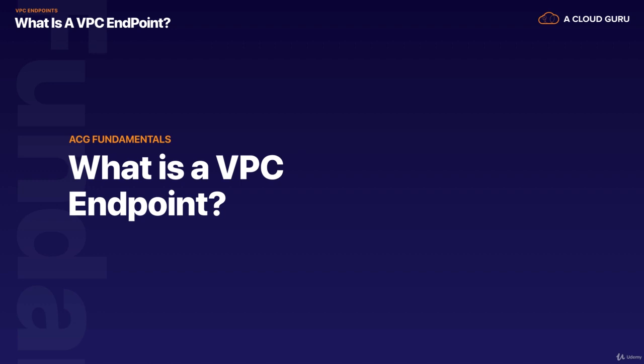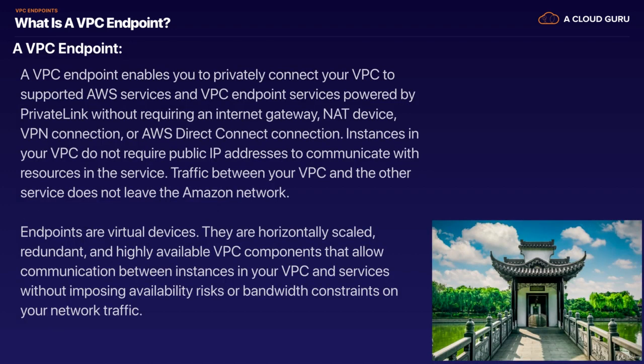So here is the age-old question: what is a VPC endpoint? A VPC endpoint enables you to privately connect your VPC to supported AWS services and VPC endpoint services powered by PrivateLink without requiring an internet gateway, a NAT device, a VPN connection, or an AWS Direct Connect connection. Instances in your VPC do not require public IP addresses to communicate with resources in the service. So traffic between your VPC and other services does not leave the Amazon network. It's a way of traversing your traffic without having to leave the Amazon network. You don't need to go over the internet.